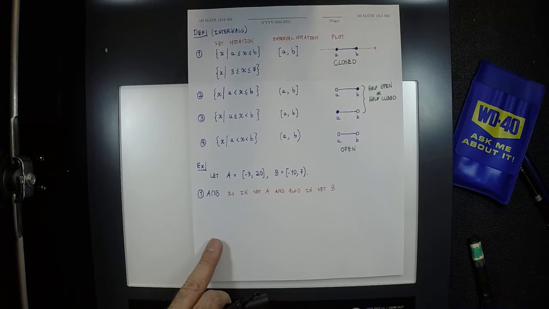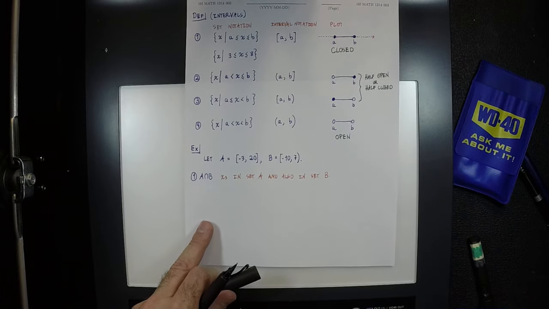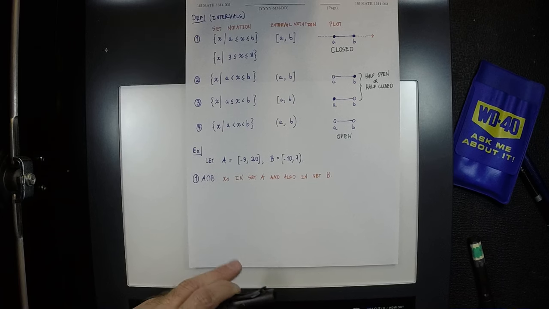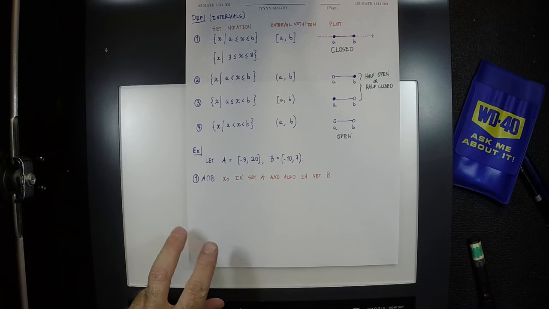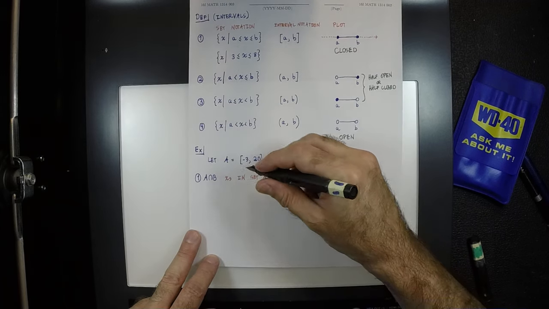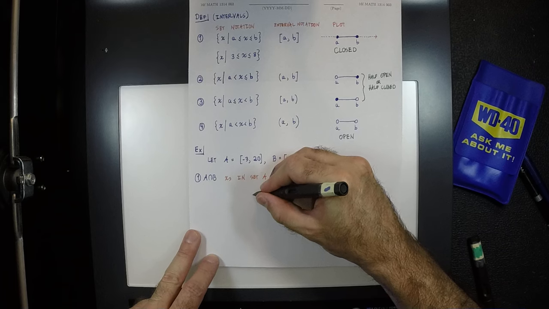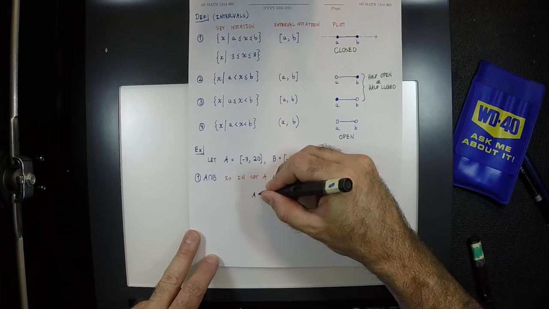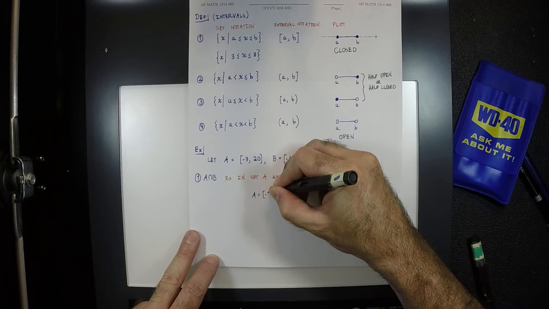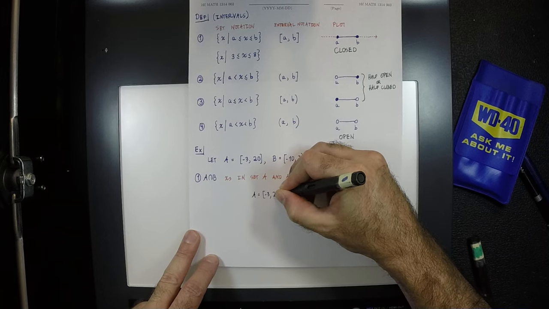Some of you are just able to think about it for a minute and get it figured out. That's great. However, it can be quite useful to be able to draw a picture and reason about it. So I'm going to draw set A, negative 3 to 20.